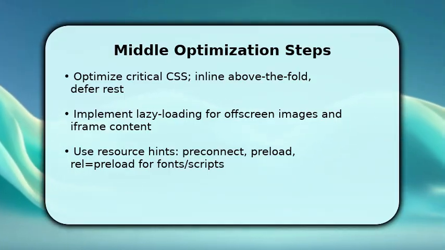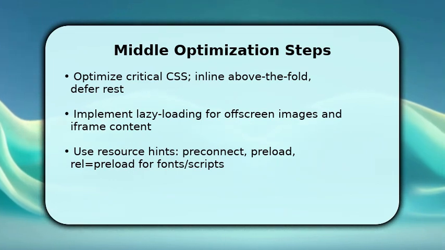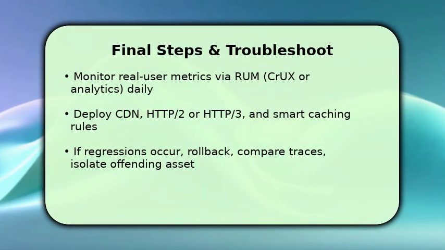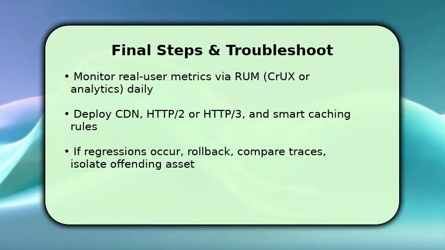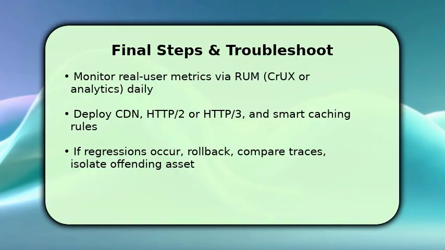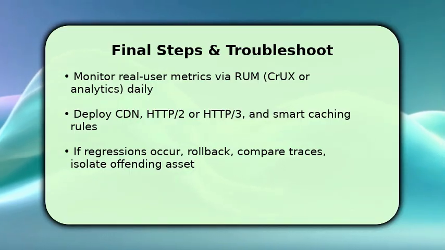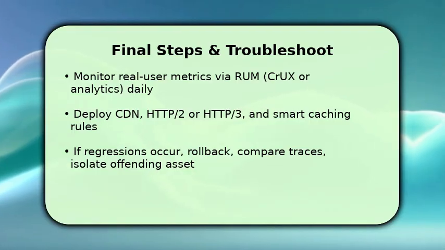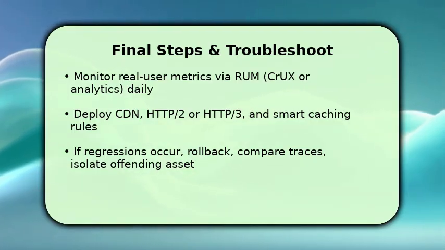Finally, verify improvements with real user monitoring and continuous lab tests. Compare field CrUX metrics to lab Lighthouse runs. Deploy a CDN, enable HTTP/2 or HTTP/3, and add long-term caching with cache control and immutable directives for static assets. Before shipping large changes, run A/B checks.